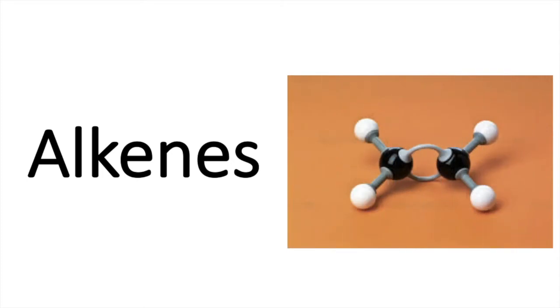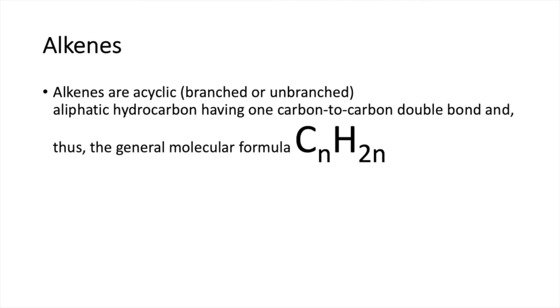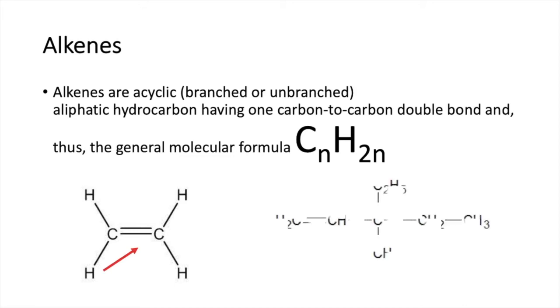Alkenes. Alkenes are acyclic branched or unbranched aliphatic hydrocarbons having one carbon-to-carbon double bond, and thus the general molecular formula is CnH2n. This is an example of an alkene chain. It has a double bond.